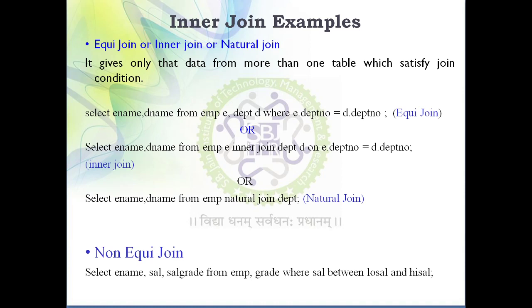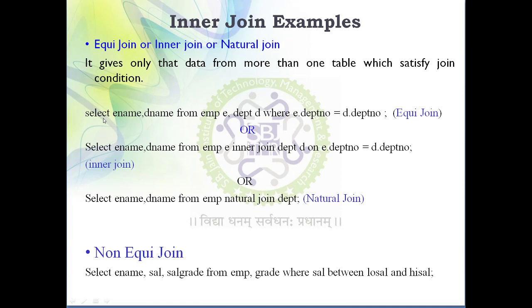Suppose you want to retrieve data which satisfies the condition, as well as data which does not satisfy the condition, then you should go for outer join. So this is the main difference between inner join and the outer join. Suppose you want to retrieve data which satisfies the join condition, then you should go for inner join. So first of all we discuss the equijoin.